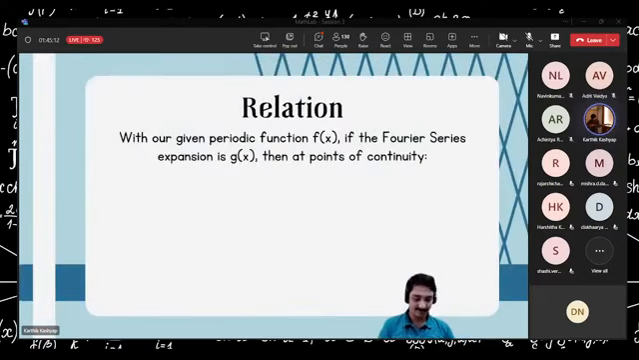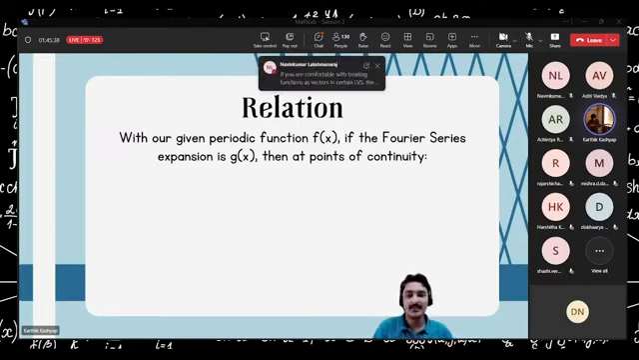Moving on. So now that we have found the Fourier series, how do we relate the original function and the Fourier series? Let's say our given function is f of x and the Fourier series that we have found is g of x. Now the Fourier series is just a linear combination of sines and cosines. So as sine and cos both are continuous for all domain, we can say that the Fourier series is also continuous at every point. But the given function needn't be continuous at every point.